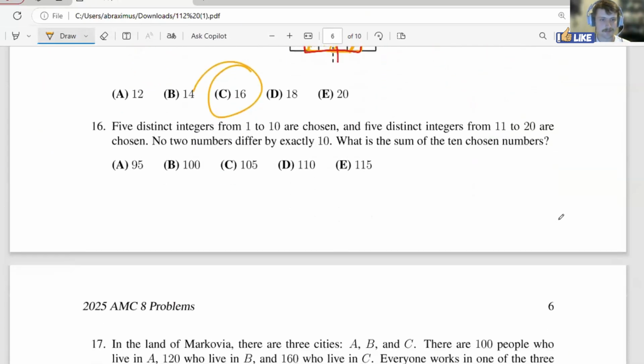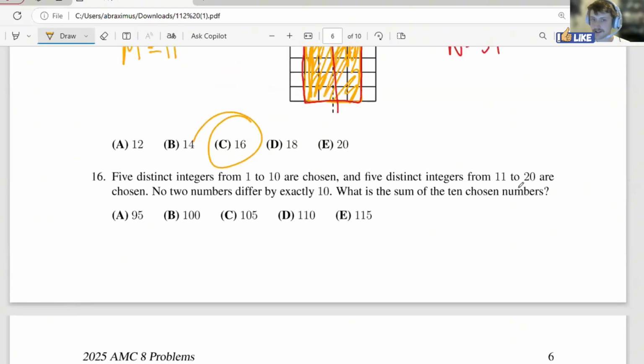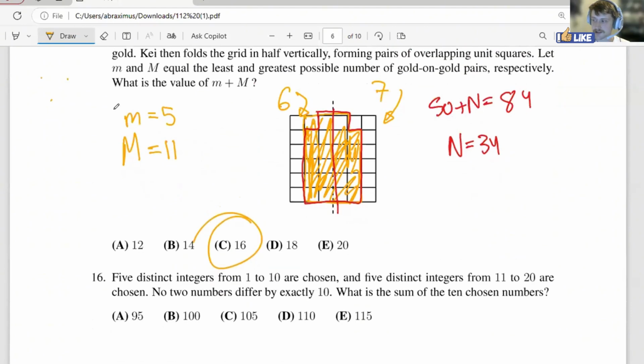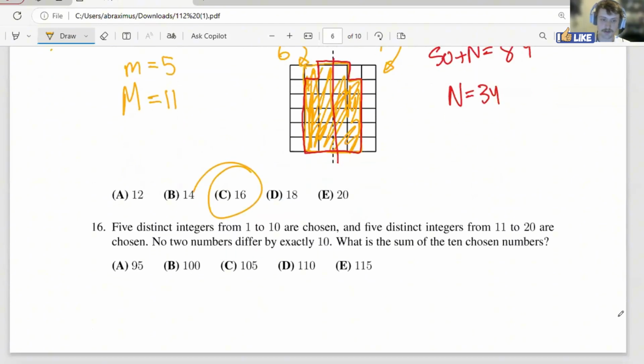All right, so 5 distinct integers from 1 to 10 are chosen, and 5 distinct integers from 11 to 20 are chosen. No two numbers differ exactly by 10. What is the sum of the 10 chosen numbers? Oh, sorry. Does anyone have questions about 15 before I answer 16? I don't see any questions, but I just immediately went to the next one. So, okay, we chose 5 numbers from 1 to 10 and 5 numbers from 11 to 20, and none of them, if we take the difference, is 10. What is the sum of the 10 chosen numbers?